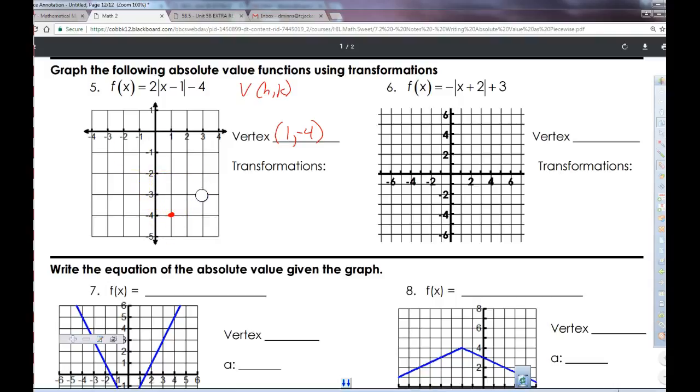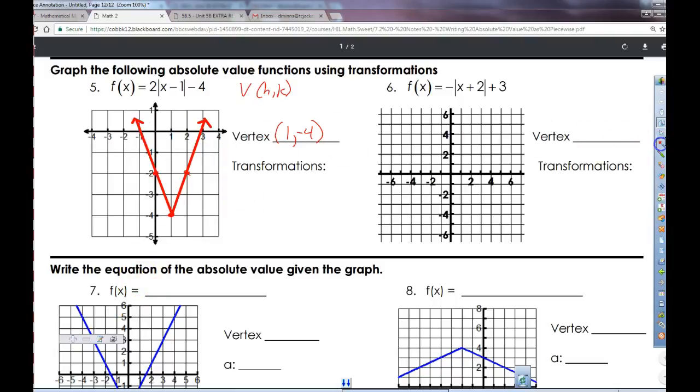But here our a value is not 1. Our a value is 2. So when you see an a value of 2, you know that's a stretch. So you go up 2 over 1, like it was a slope. It's really not, but same idea. Up 2 over 1 there, and we draw the graph. Here, arrowheads saying it goes on forever. And we're done. We're done with the graph.